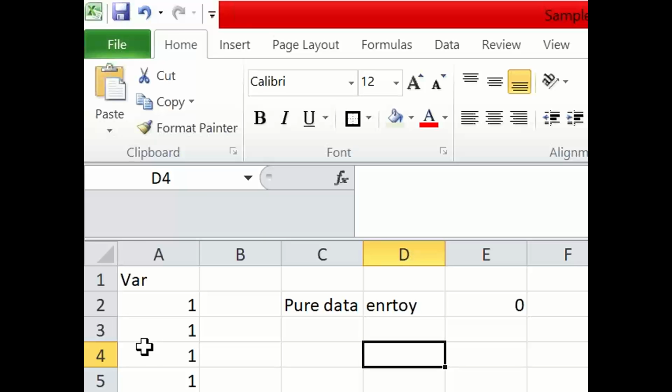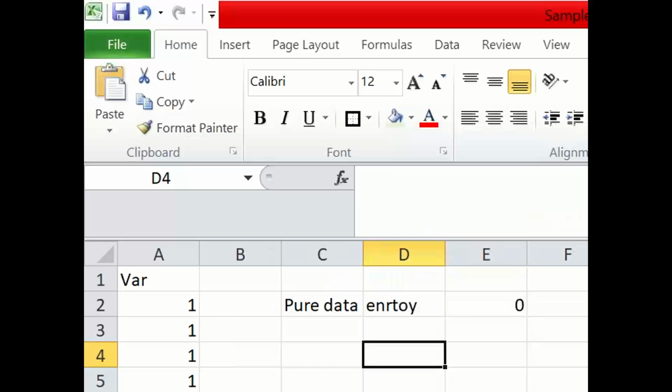So the entropy will be 0, and there is a formula to calculate it: minus P into log 2 of P, minus Q into log 2 of Q. P and Q are the probability of success and failure in that node. So if all the data is the same, the entropy will come as 0.